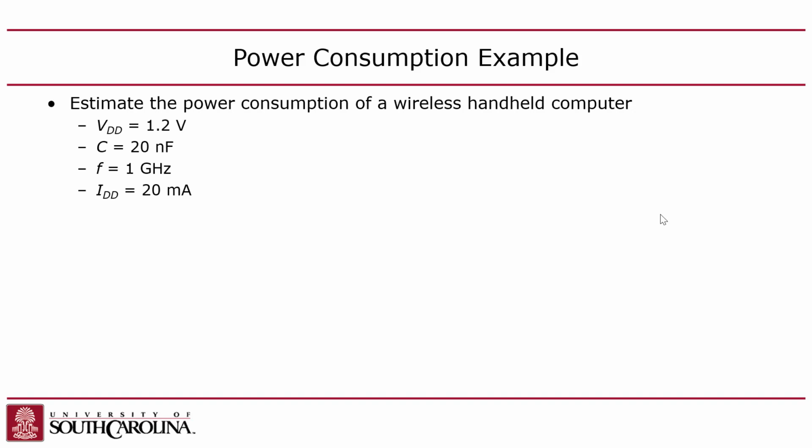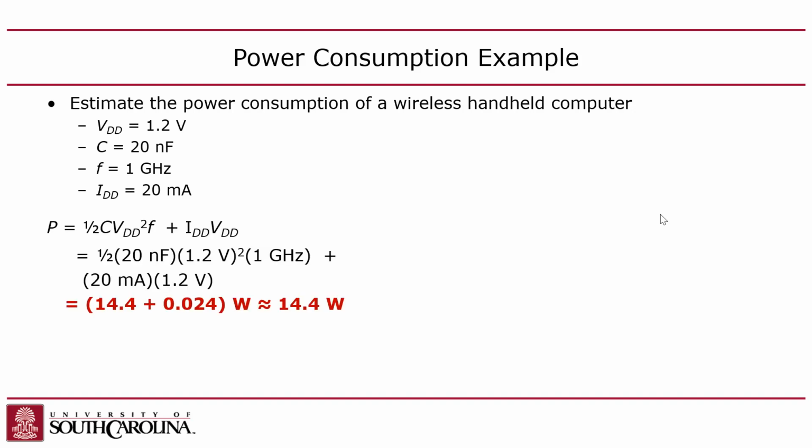That's intended to be the total capacitance. Frequency is 1 gigahertz. Again, the clock frequency is not necessarily the rate at which every transistor is switching, but that's an estimation. And then the leakage current is 20 milliamps. So you just plug these numbers in and you get 14.4 watts.